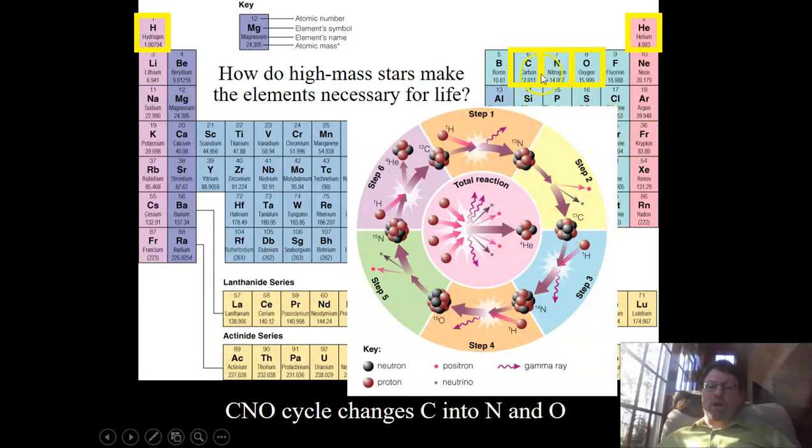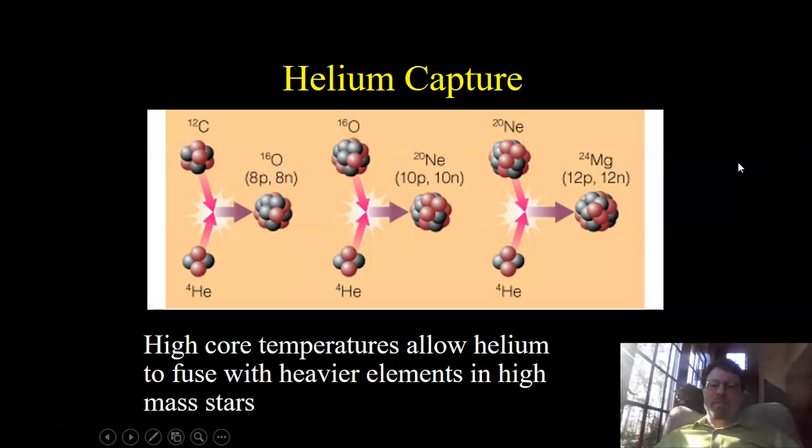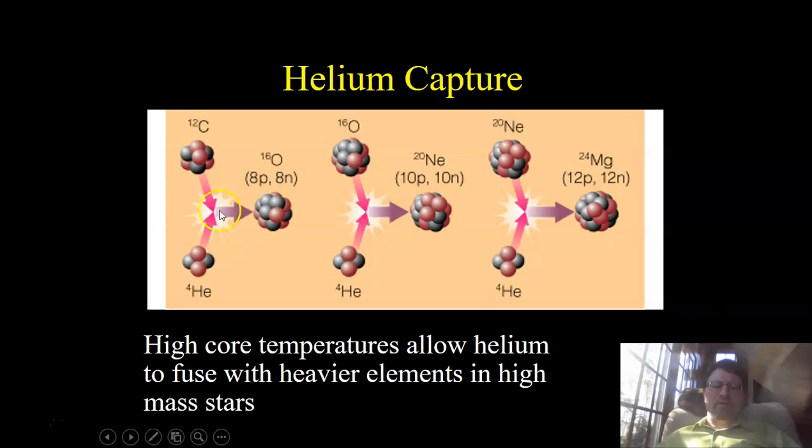So you're making carbon and nitrogen and oxygen through stellar evolution. Now, what about heavier elements than that? A lot of elements are made through this process called helium capture. Here you have a carbon 12 and a helium 4 that combine together to make an oxygen 16. Here you have an oxygen 16 and a helium 4 to make a neon 20, neon 20 and helium 4 to make magnesium 24.